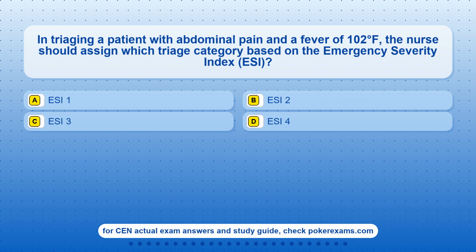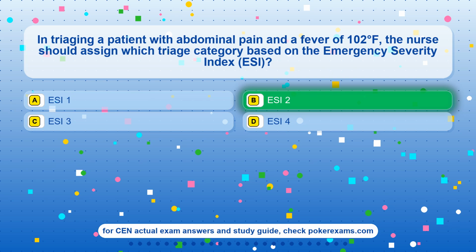Question 9. In triaging a patient with abdominal pain and a fever of 102 degrees Fahrenheit, the nurse should assign which triage category based on the Emergency Severity Index, ESI. Option A, ESI 1. Option B, ESI 2. Option C, ESI 3. Option D, ESI 4.